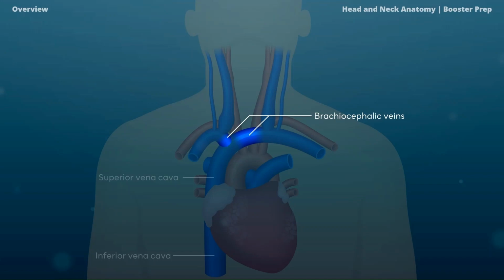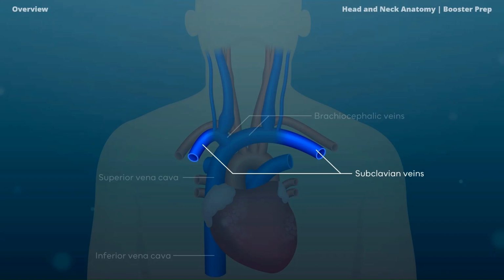So next, let's look at the brachiocephalic veins. These veins are formed by the convergence of the internal jugular vein and the subclavian vein on each side of the body. The primary function of these veins is to collect deoxygenated blood from the head, neck, upper limbs, and upper part of the thorax and funnel it all into the superior vena cava. Lastly, we'll look at the subclavian veins. These veins drain blood from the upper extremities and join with the internal jugular veins to form the brachiocephalic veins, which lead to the superior vena cava.